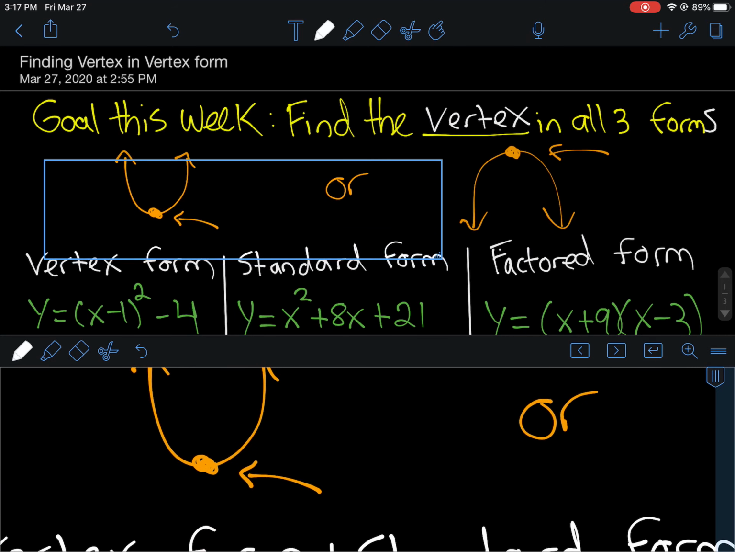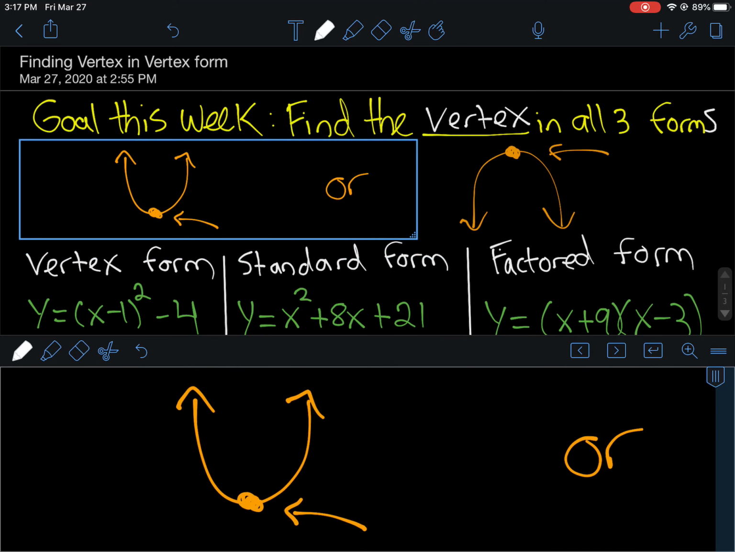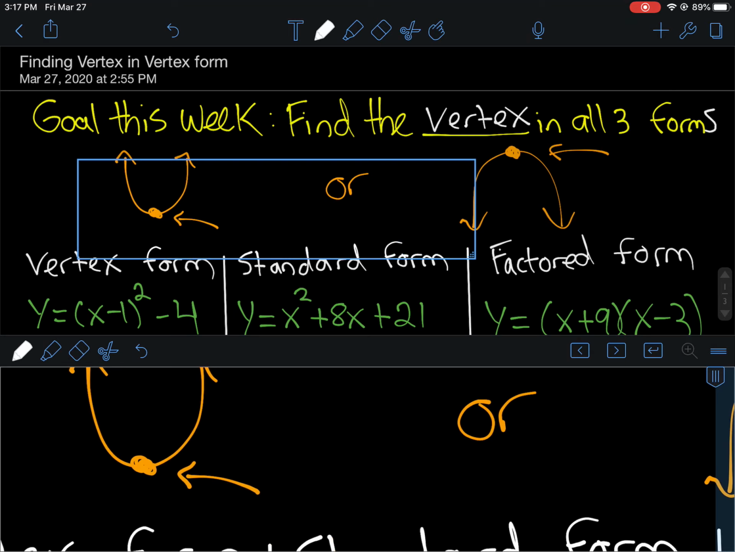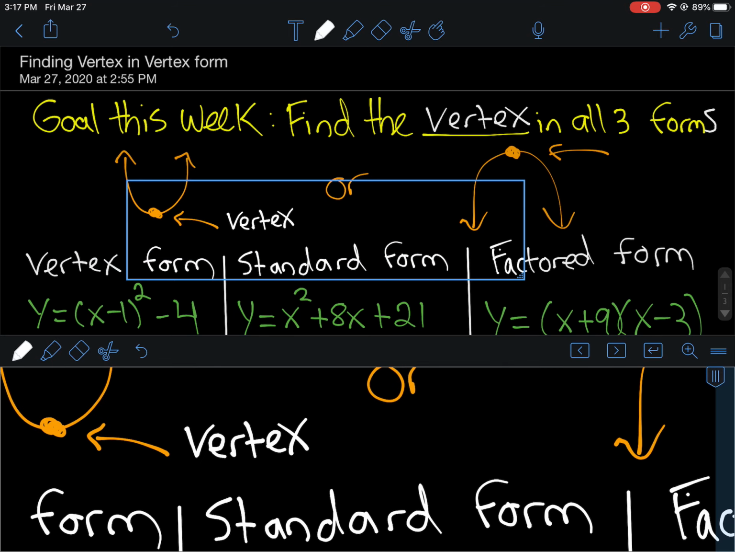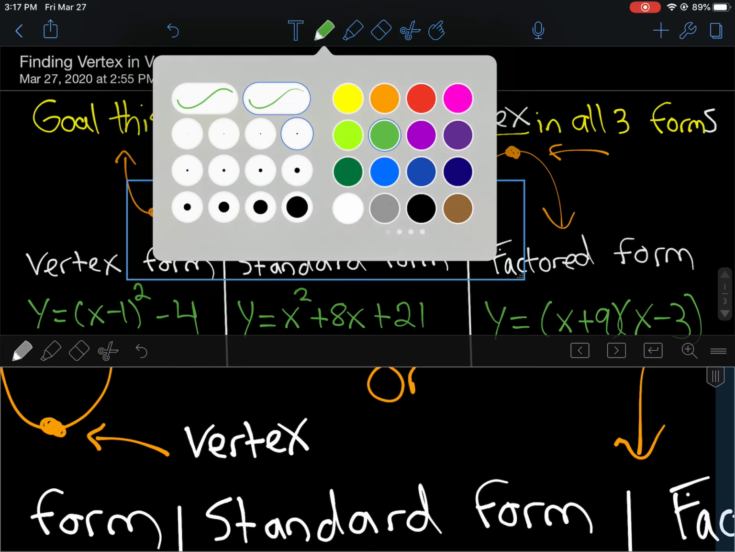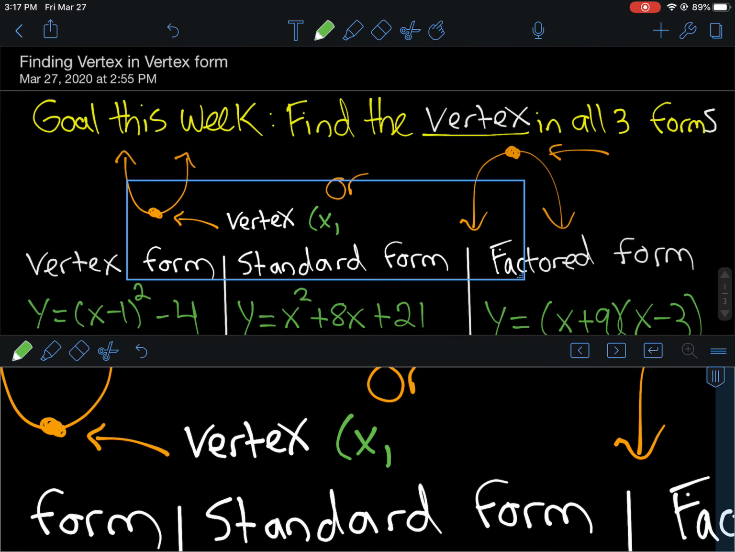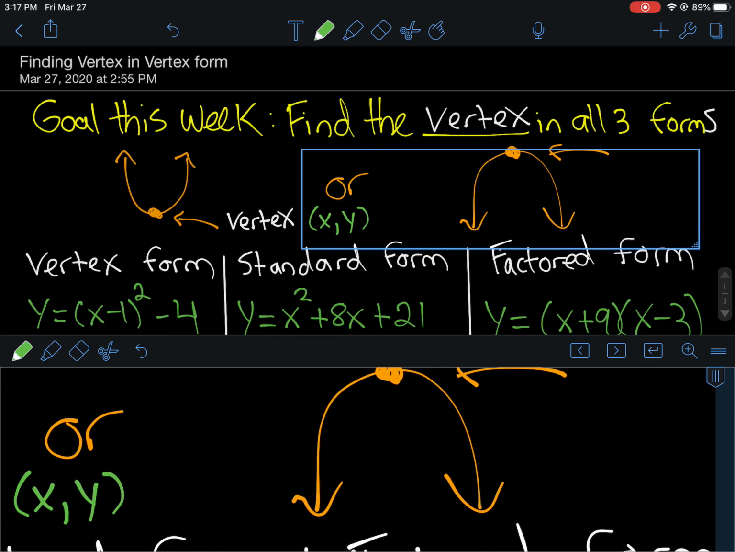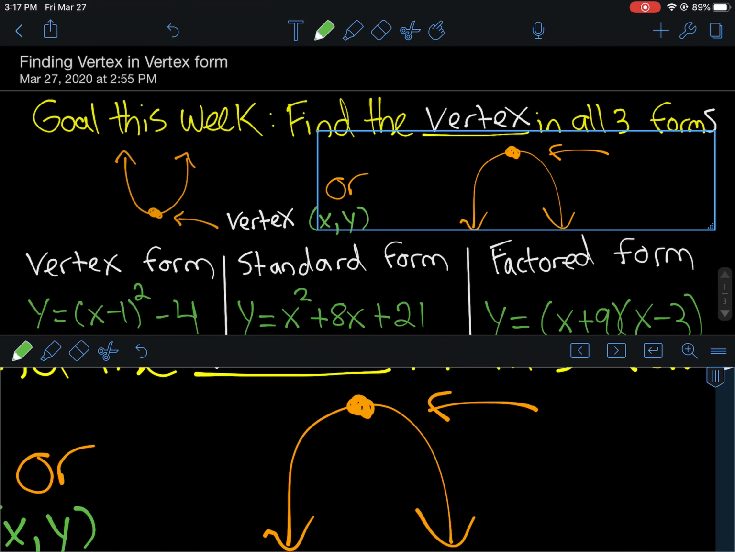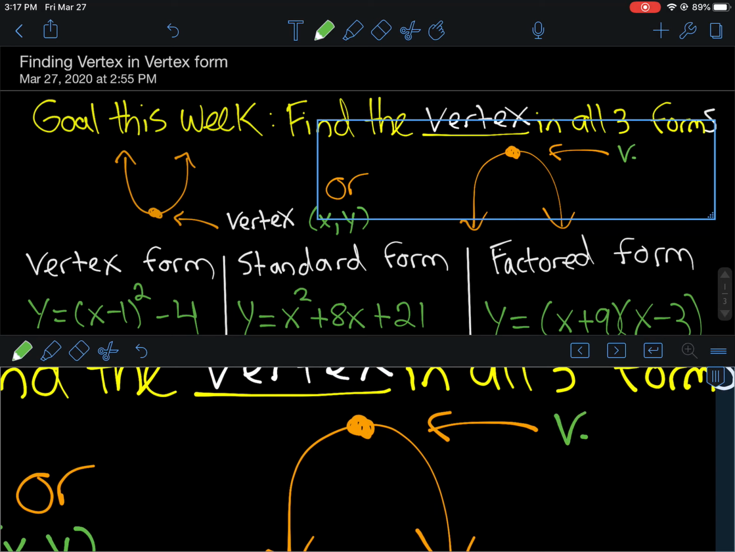Reminder, what is a vertex? Remember, when you look at a parabola, which looks like a U, the vertex is the minimum point, or what we call the bottom of the hill. The vertex is always an ordered pair, so there's an X value and a Y value. Or if it's opening down, it would be the highest point, or the maximum. But that will be the vertex there. Again, there's an X and there's a Y.